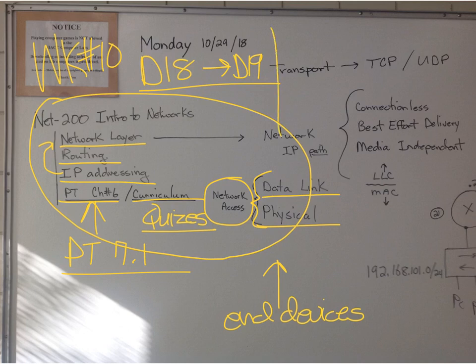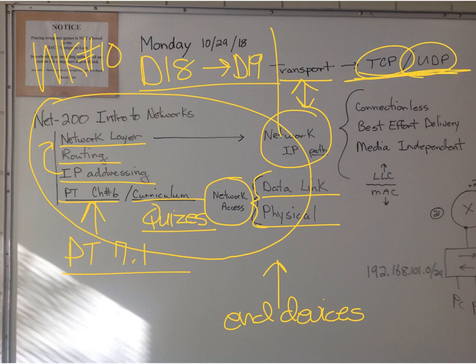And talk a little bit about the transport layer, TCP, UDP, and the network layer. This is where we resend packets, or we stream packets through. We don't resend them. The network layer: IP and path, connectionless, best effort delivery, media independent.